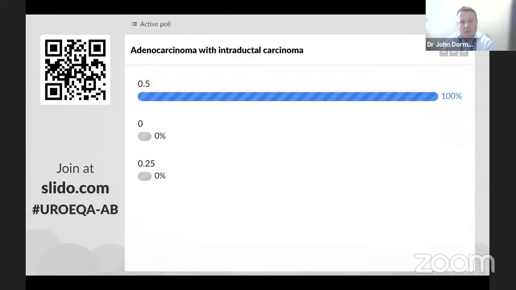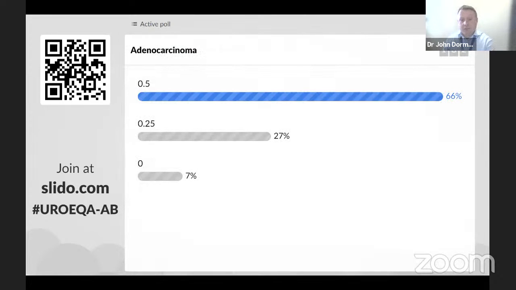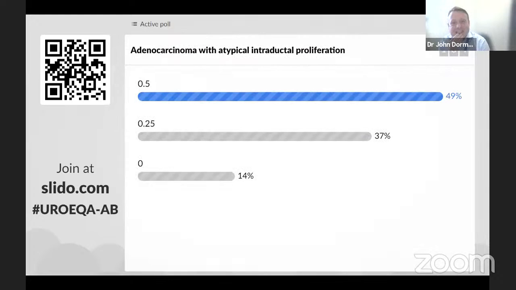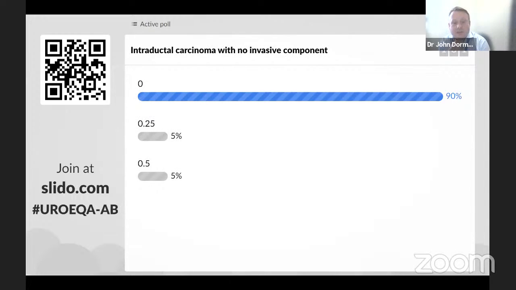Okay, so adenocarcinoma with intraductal, 100% of people agree, 99% of people agree, 0.5. Adenocarcinoma also gets full marks. Oh, slow up, John. We're trying to write these down. Oh, sorry. Adenocarcinoma, 0.5. Adenocarcinoma with atypical intraductal proliferation also gets 0.5. Intraductal with no invasive components, 0.